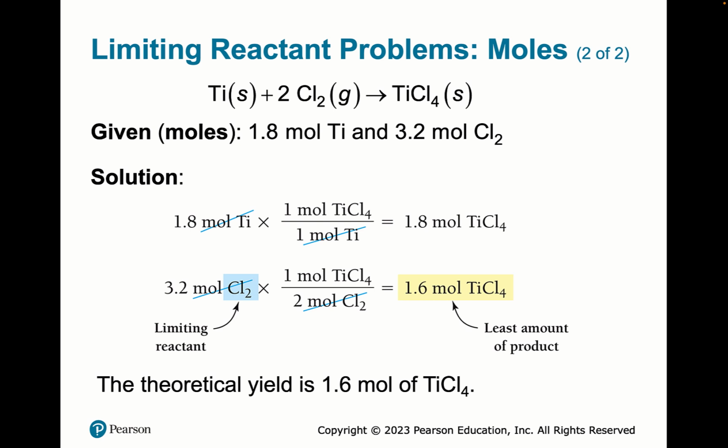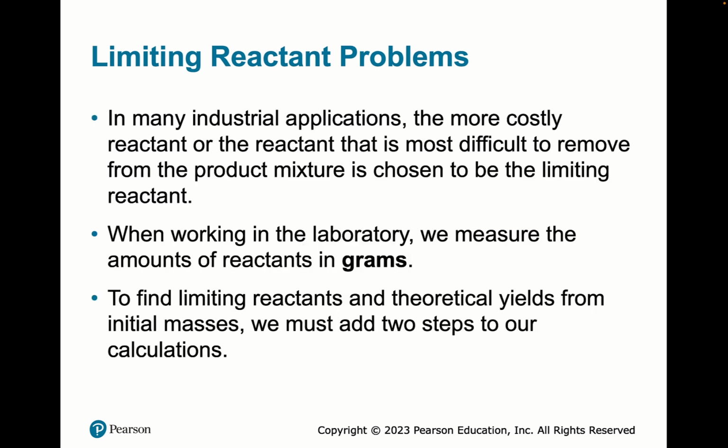The smallest determines the limiting reagent. It's the chlorine because it gives the lowest amount. So you look at it for both and do the calculations. You can see that it's actually the chlorine that's the limiting reagent there. So we should get 1.6 moles of titanium tetrachloride.